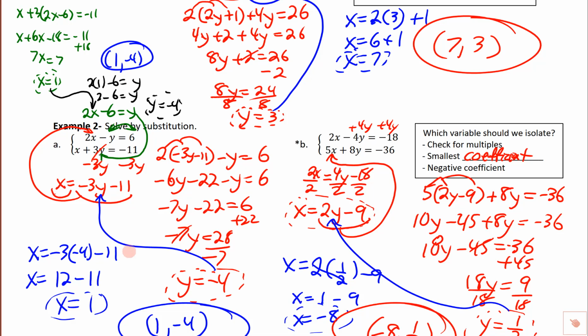So it doesn't matter which one you solve for. We can solve for the first x, the second x, the first y, the second y. Doesn't make any difference, whichever one's the easiest. And kind of following these general guidelines right here, check for multiples, smallest coefficient, negative coefficients. Sometimes we can use those, whether it's positive or negative, to our advantage. So kind of keep those general ideas in mind, and good luck with the assignment.